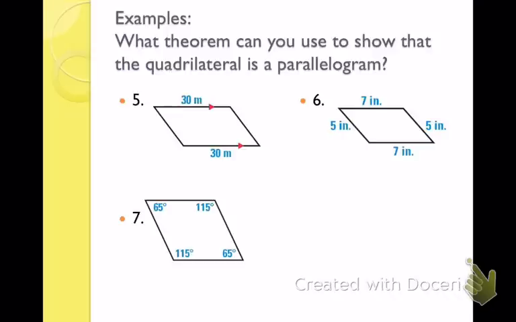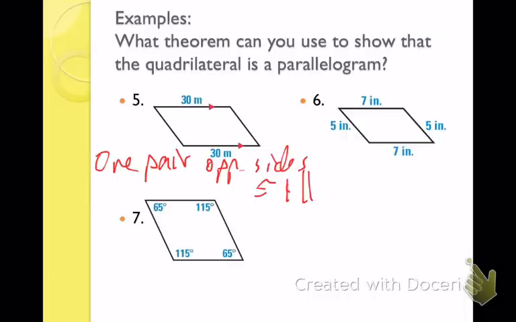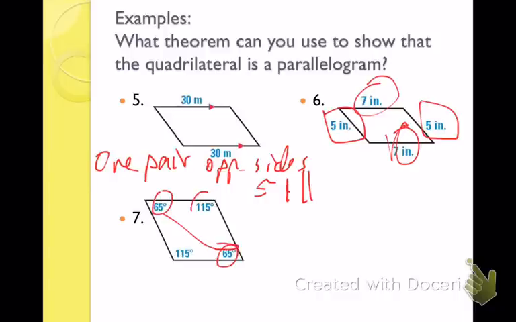Okay, number 5. What theorem can we use? I don't know what the number is, but the one that says that one pair of opposite sides are congruent and parallel, and that would prove that this is a parallelogram. Number 6, the theorem that says that both pairs of opposite sides are congruent would work. And number 7, the one that says that both pairs of opposite angles are congruent would work.